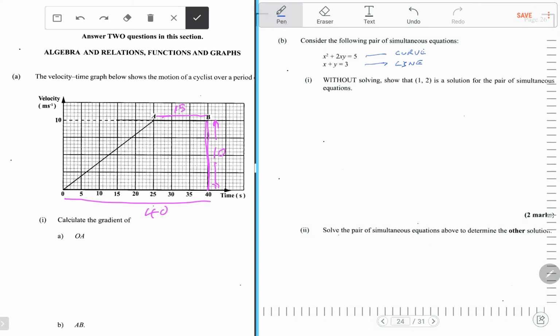So if (1, 2) is a solution, it means that the point (1, 2) satisfies the two equations. So at the point (1, 2), x is equal to 1 and y is equal to 2. You're going to test them in the line and the curve and see if they satisfy them. So test them in the curve first, which is x squared plus 2xy, and see if it equals 5.